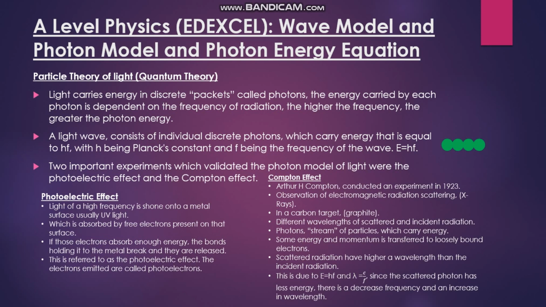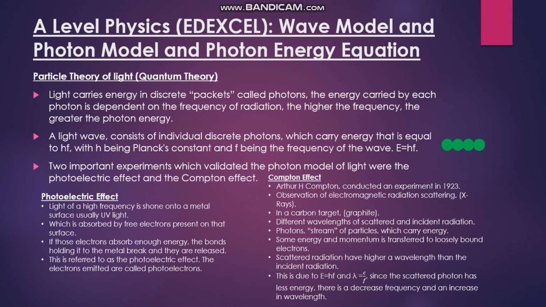Now, moving on to take a look at the Compton effect, Arthur H. Compton conducted an experiment in 1923. And this experiment involved the observation of electromagnetic scattering, which involved X-rays that were directed at a carbon target. And basically, different wavelengths of scattered and incident radiation were produced.